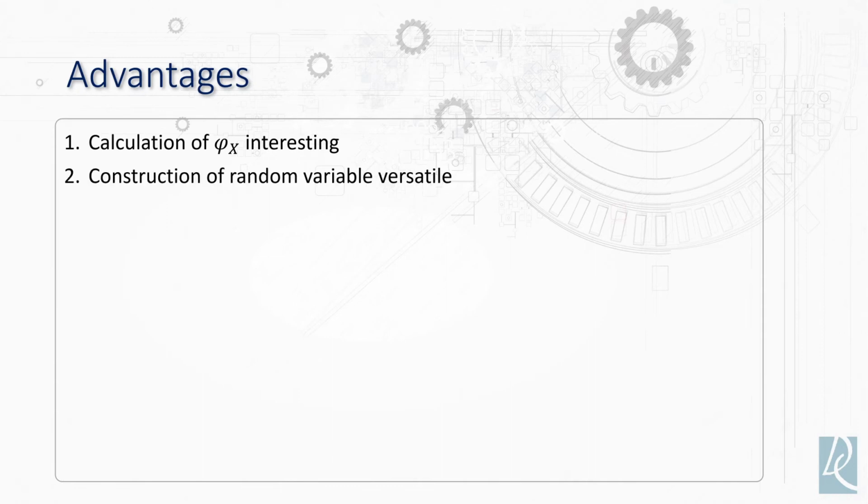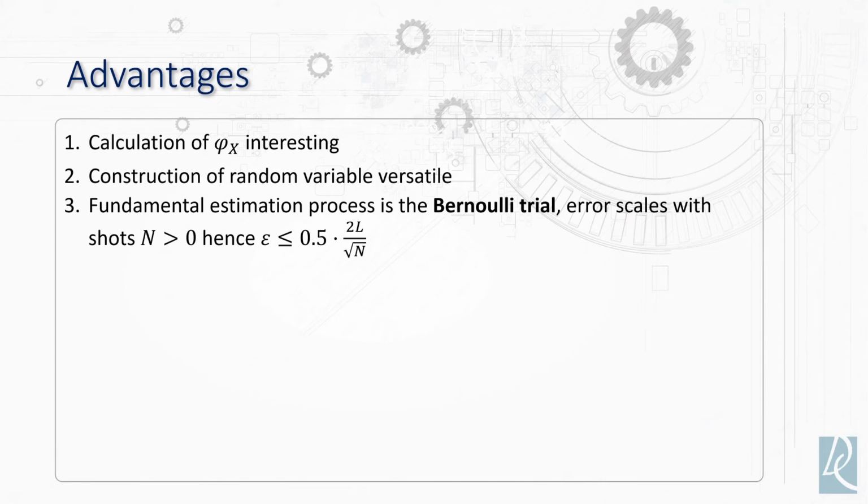Speaking of advantages, we note that calculating a characteristic function is interesting in its own right. Also, the construction of the random variable, in particular the probability density function, is very versatile. And what I have promised you to show is that the fundamental estimation process is the Bernoulli trial. Why? Well, the Bernoulli trial explains basically how the statistics of the Pauli X and Pauli Y observables behave. And that's the right modeling in this case. So when n is the number of shots of our experiment, the error of estimating it would be just L over square root of n, essentially.